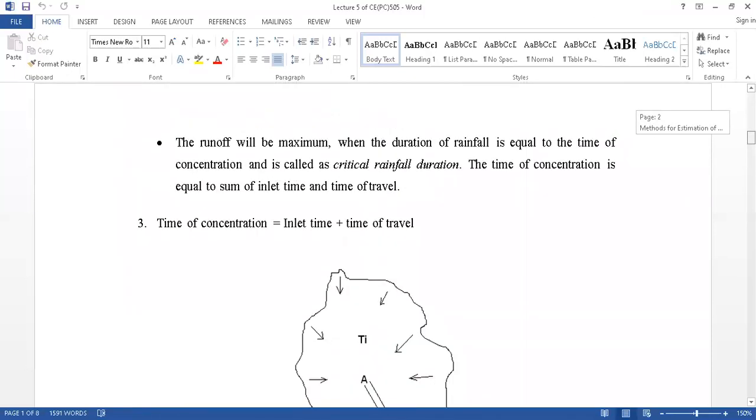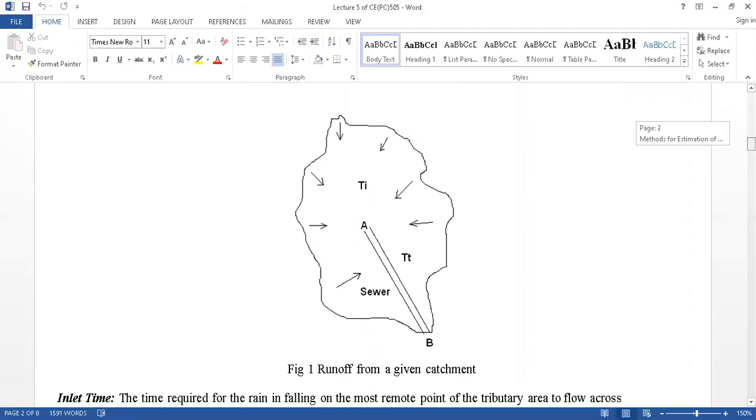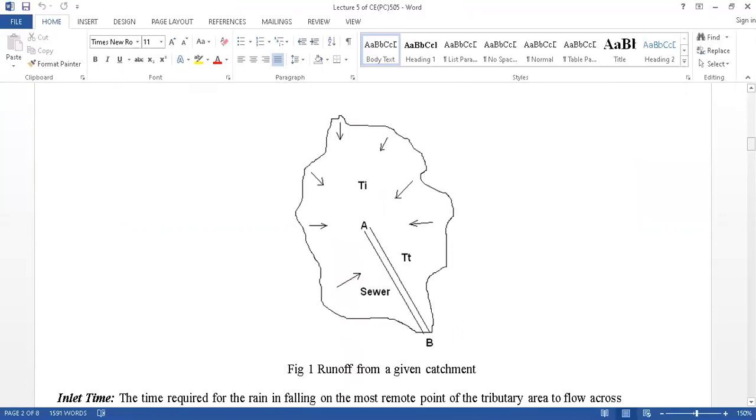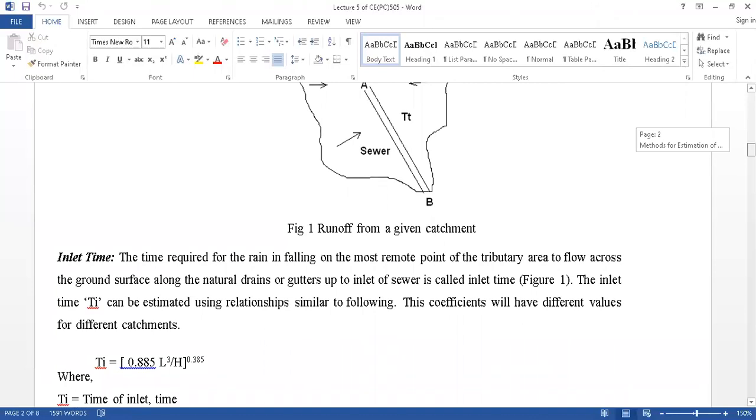In mathematical computation, we have seen it has two parts: inlet time and time of travel. Inlet time is the time required for traversing the distance from the furthest point to the mouth of the drain, where it enters. The second part is the time of travel in the sewer, that is, time equals distance by velocity: the length of the sewer divided by the velocity in the sewer. Adding inlet time and travel time gives the time of concentration, which is very important.